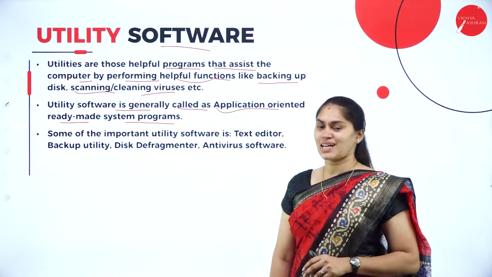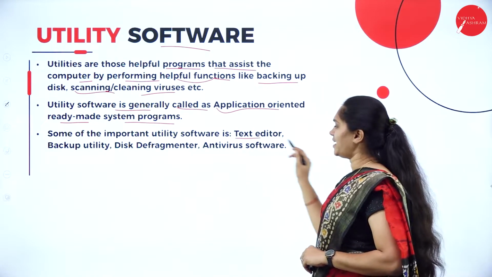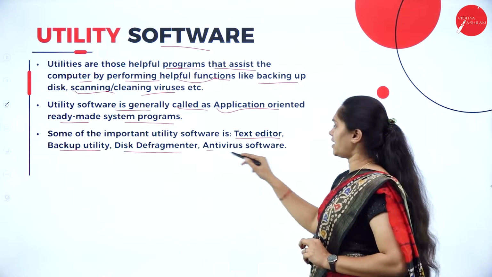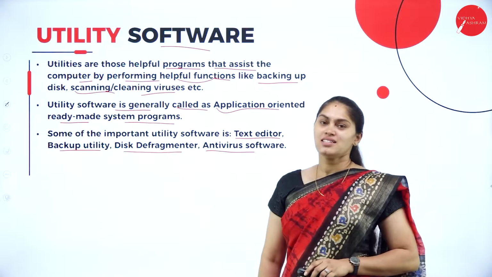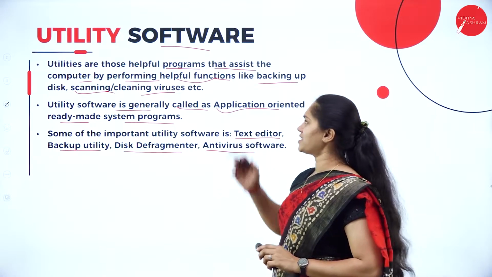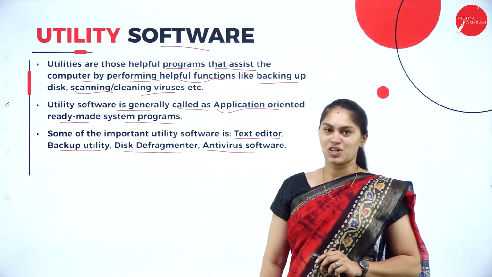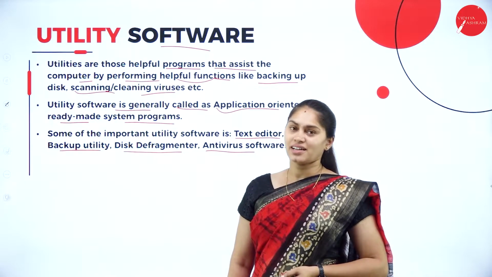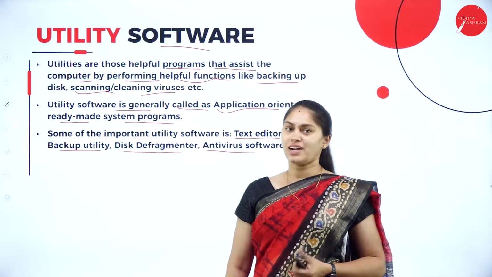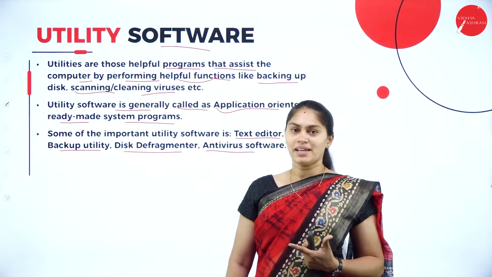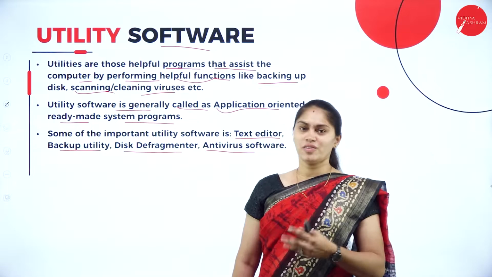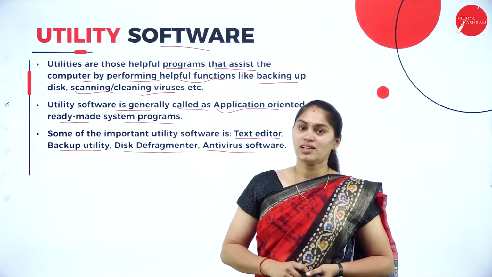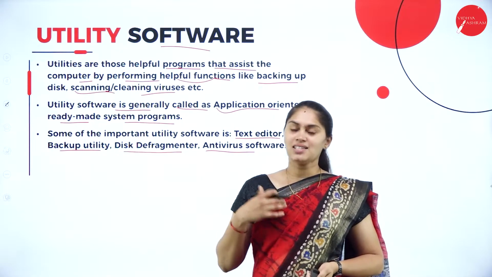And then what are the examples which come under this category? It includes text editor, backup utility, defragmenter, and then we have antivirus software. All these are examples which come under utility software. I hope you all understood what we mean by software and what the different categories of software are. Out of that we got to know what system software, application software and its types, and utility software are. In my coming session you are going to learn about the system software categories one by one.